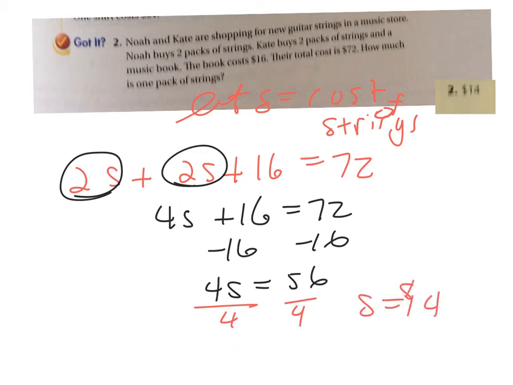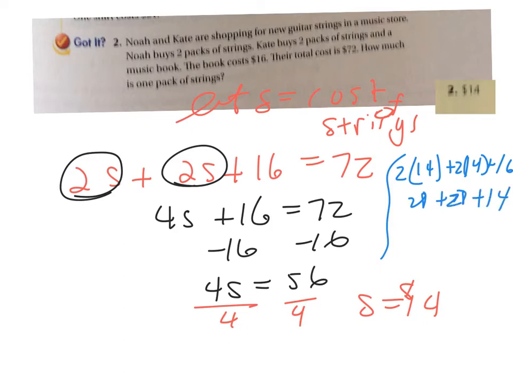The label is dollars. And again, that's an easy one to check. So you can take those 4 packs of strings, right? So 4 times the 14 and add on the 16. So again, plug that back in here, right? 2 times 14 plus 2 times 14 plus 16. And so we end up with 28 plus 28 plus 16. And obviously we are going to get to 72 in the end. So S, or the cost of 1 pack of strings, is $14. So I guess that was a 16 here, wasn't it? There we go.